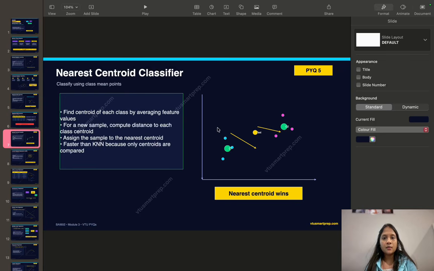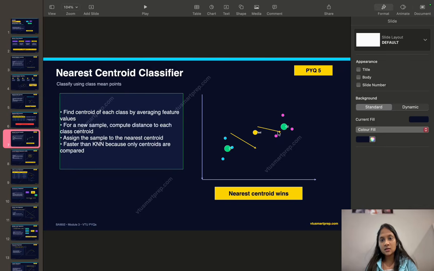For a new sample, this is the new sample, we have to decide whether this test data belongs to this class or that class. We find that out using the nearest centroid classifier. For the new sample data, compute the distance to each class centroid. You have to compute it from this new sample to centroid C1 and also to centroid C2, and then assign the sample to the nearest centroid. Once you calculate, you'll get to know which class this test data belongs to.